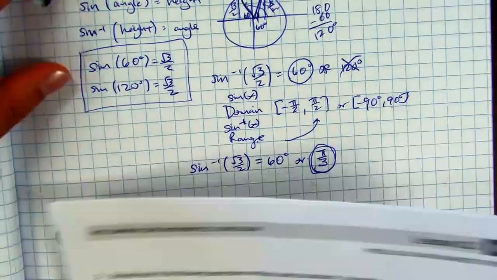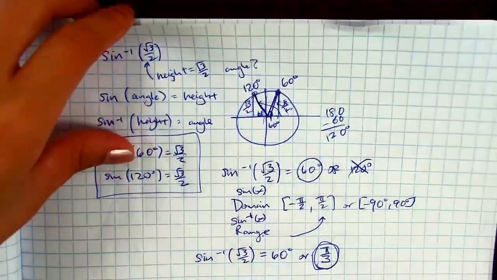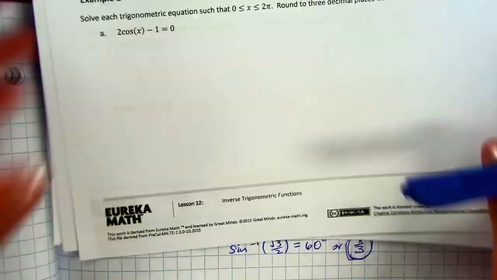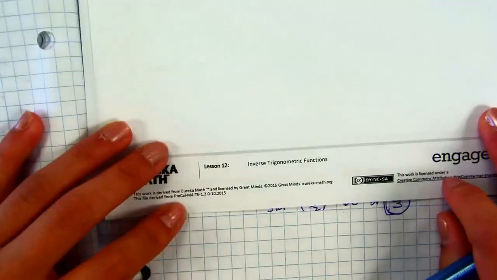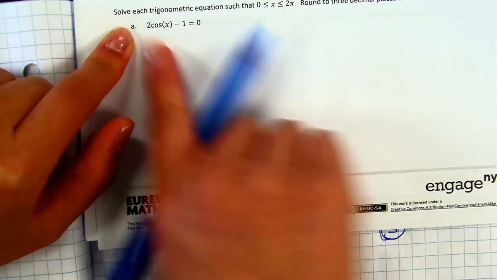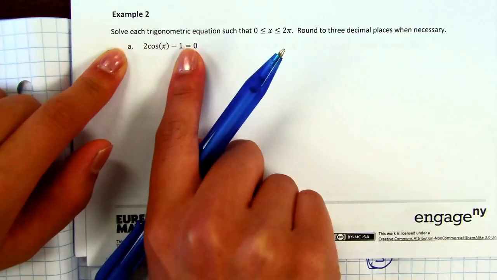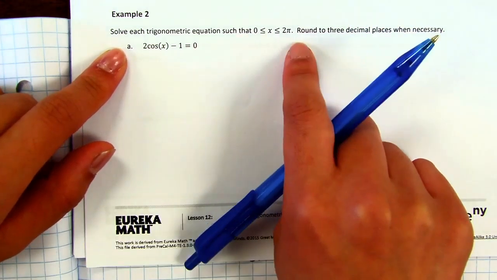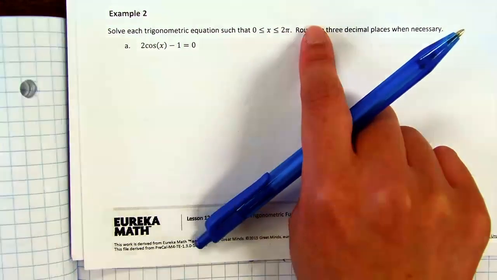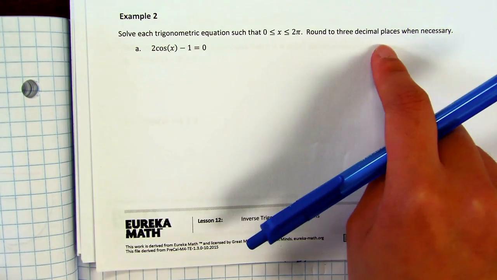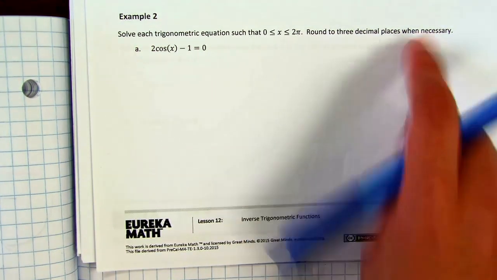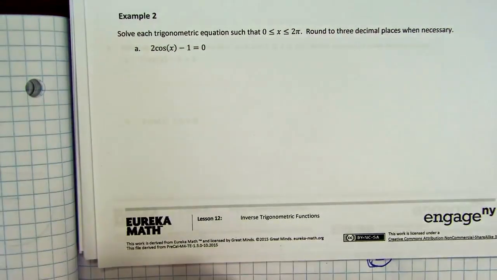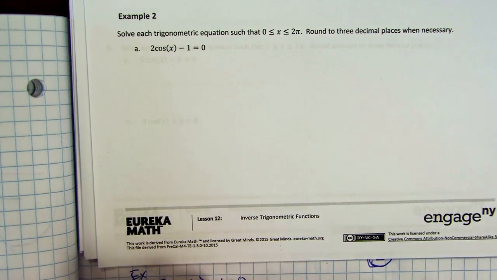Let me go ahead and pull over to example number 2, because this is where things are actually helpful. Solve a trigonometric equation such that our x value is between 0 and 2 pi, so they've restricted part of the domain for us, and then round your answer to 3 decimal places. Let me write this down: 2 cosine of x minus 1 is equal to 0. And this is example number 2.